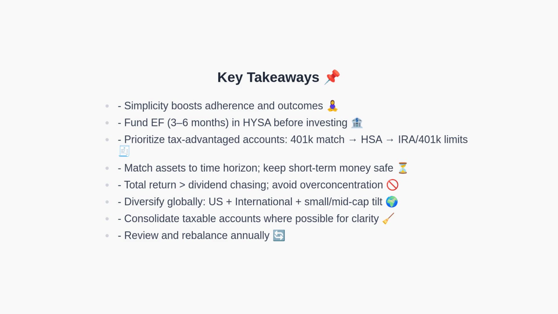These are the key points. Keep your approach simple to enhance adherence and outcomes. Build your emergency fund in a high-yield savings account before investing. Prioritize tax-advantaged accounts in a logical order, typically beginning with the 401k match, then HSA if eligible, then IRA, or continuing 401k to limits. Align your asset mix with your time horizon, reserving safe instruments for short-term goals.